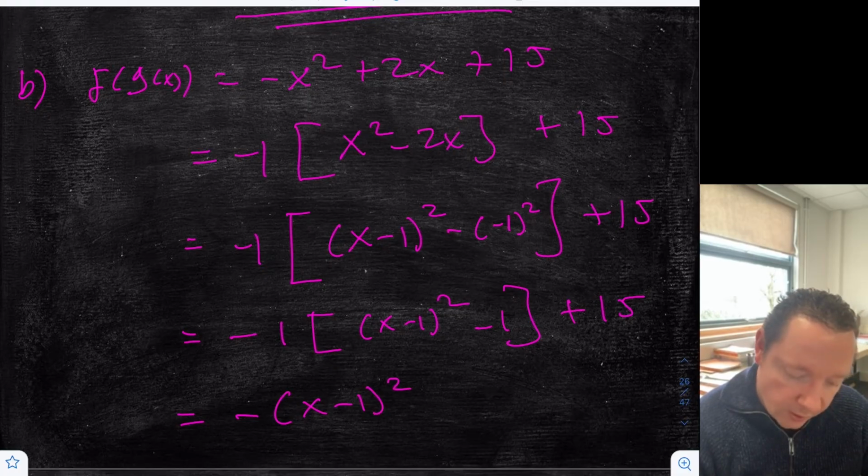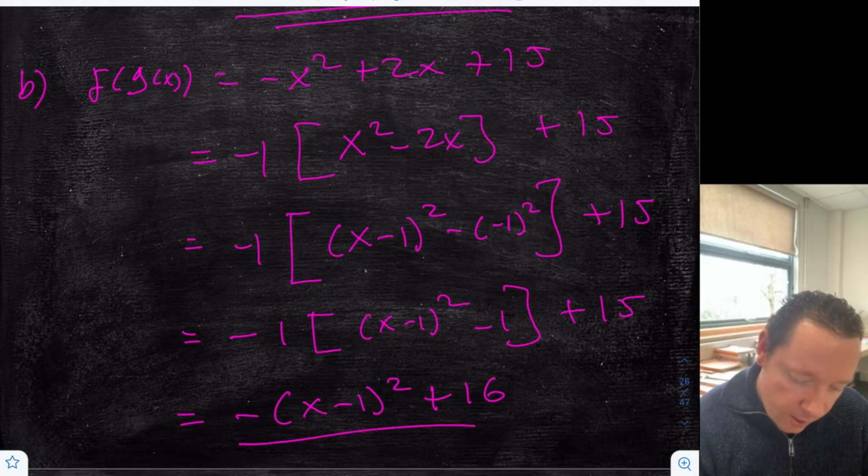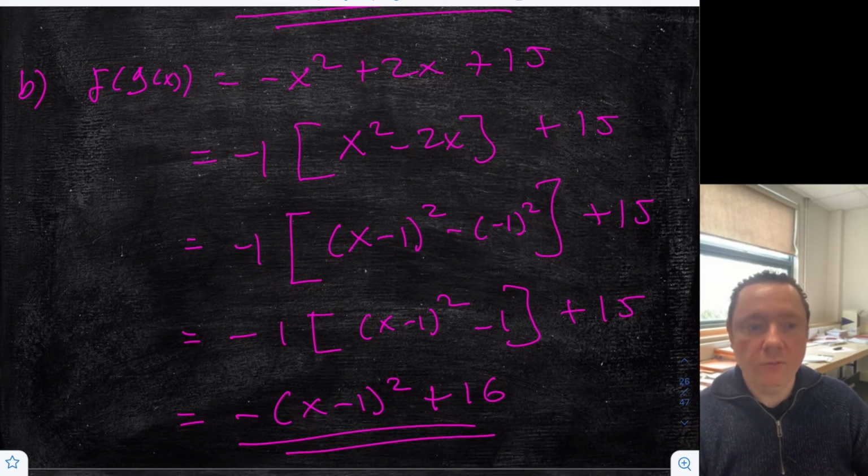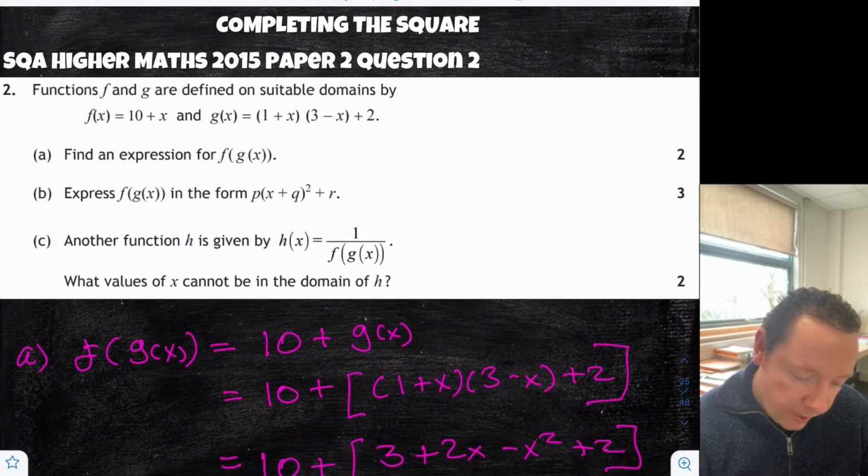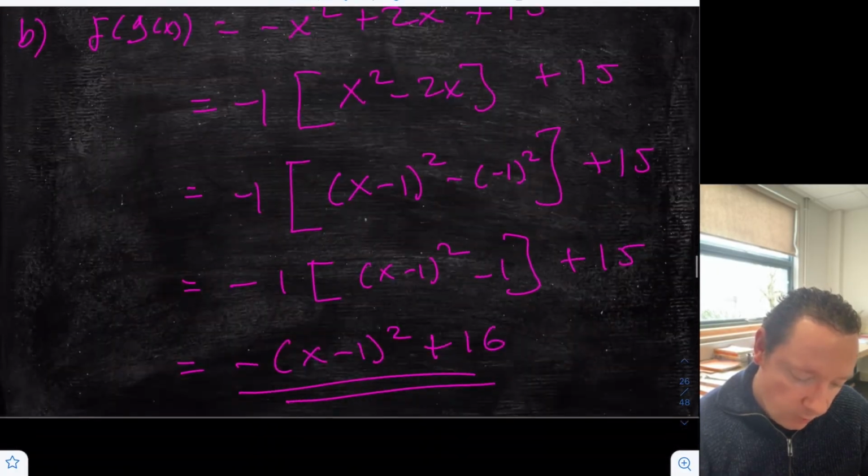Minus 1 times minus 1 is 1, so 1 plus 15 is 16. And that's it in completed square form. Part C says another function h of x is 1 over f of g of x. What values of x cannot be in the domain of h?